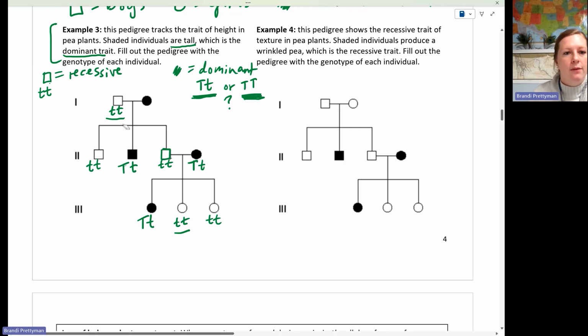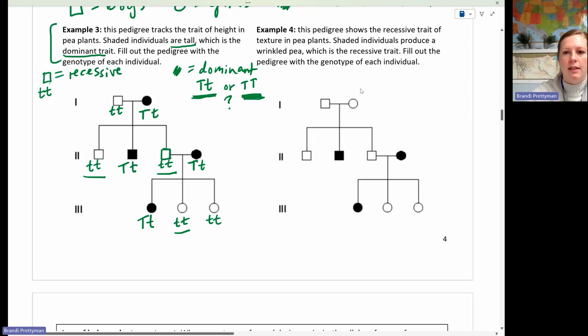Okay, the last one we try to figure out here is the mom up here, this shaded individual. Since she's shaded, she's showing the dominant trait. I know her first letter is going to be a capital T. The second allele, let me look at her kids. Does she have any kids that are homozygous recessive? Yeah, she's got two of them. Look at those guys. They both have a lowercase t, homozygous recessive. So that means they had to get a little t from her. She must have that carrier allele in her genotype. Okay, we figured this one out.